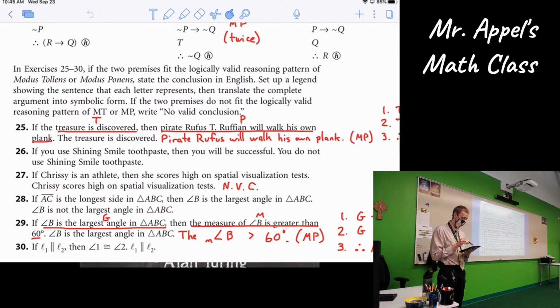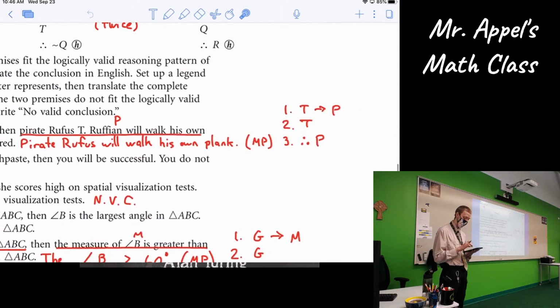All right, 25. If the treasure is discovered, then pirate Rufus T. Ruffian will walk his own plank. The treasure is discovered. Therefore, pirate Rufus will walk his own plank. Modus ponens. If you call those statements T and P, then your format will look like this. Okay.